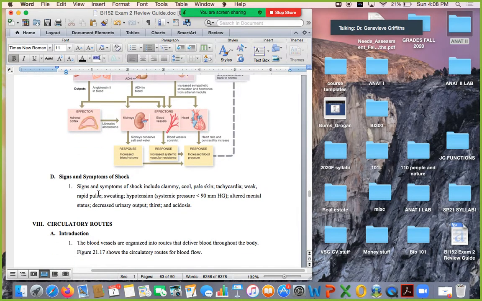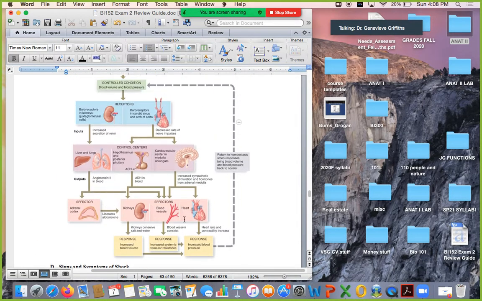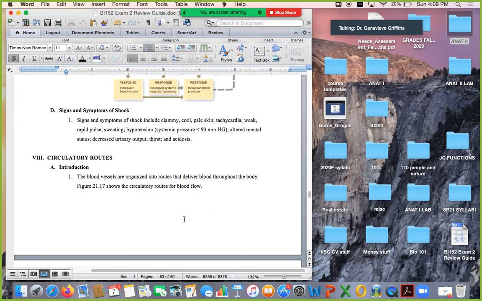Some of the signs and symptoms of shock include clammy, cool, pale skin, as well as tachycardia, a weakened or rapid pulse. Usually it's very weak, but it's very fast. It can also result in sweating and hypotension, or very low blood pressure. This generally is going to result in altered mental status because we're going to have low oxygen getting to the brain. Also decreased urinary output, right? Because we're conserving salt and water balance. When we conserve salt, water follows, which means the water is going to stay in the body. It means we're going to be extremely thirsty probably because we have low blood volume. We want to restore that. And also blood acidity, or acidosis, can occur. So those are all signs and symptoms of the shock response.